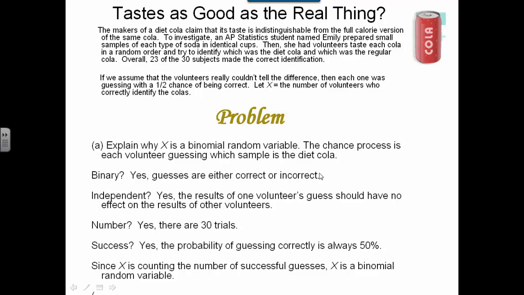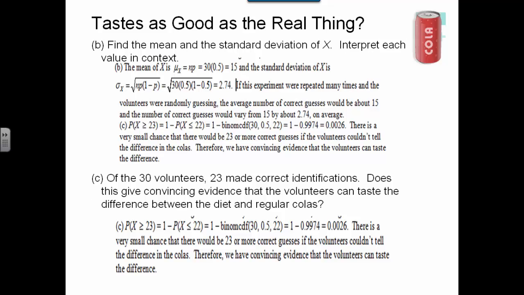So we go through the BINS. Binary, yes. Independent, yes. Number of trials, 30. Success, yes. The probability of guessing correctly is always 50%. Since x is the number of successful guesses, it is a binomial random variable. So let's do the math. Mean and standard deviation. Mean, np, 30 times half, is 15. Standard deviation, the square root of 30 times 0.5 times 1 minus 0.5, is 2.74.